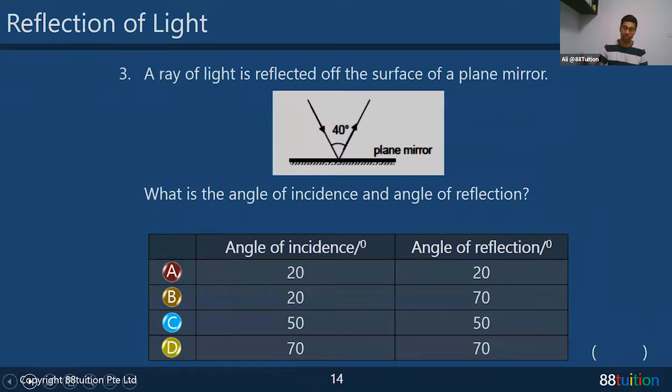Okay, a ray of light is reflected on the surface. This one is very easy. You draw the normal here. This is the normal. And then they are asking you, what is I? What is R? It must be exactly equal because this is a plane mirror we are talking about. Therefore, it must be 20/20. Okay? That's it.